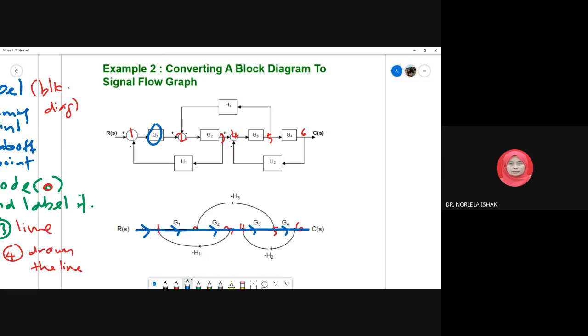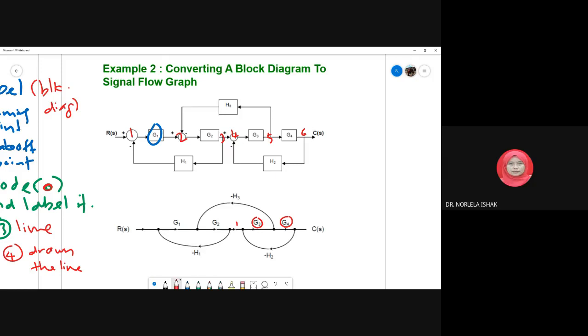Between 1 and 2 you have G1. Between 2 and 3 you have G2. How about 3 and 4? Because 3 and 4 is a no block, right? So meaning you make it 1. Okay? And then between 4 and 5, we have G3. Between 5 and 6, you have G4. Okay, class?